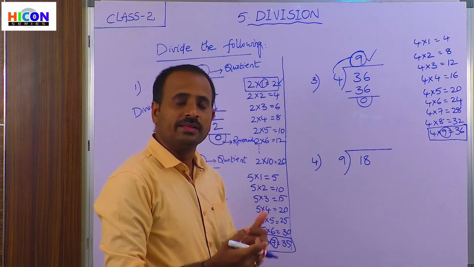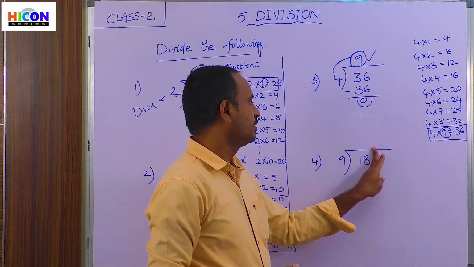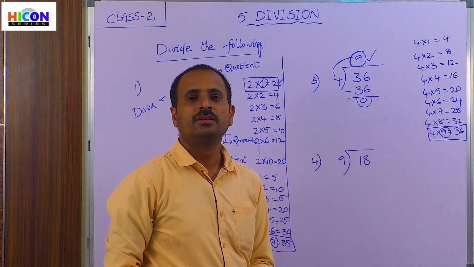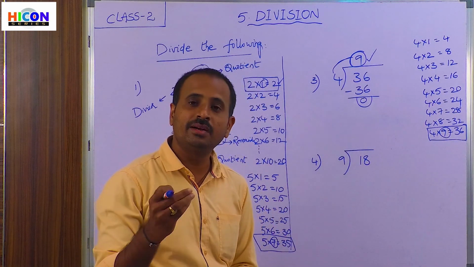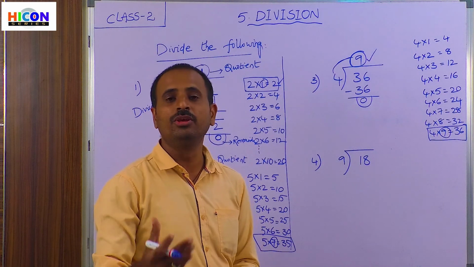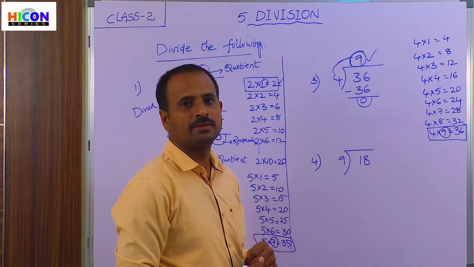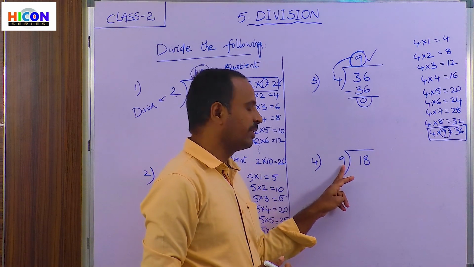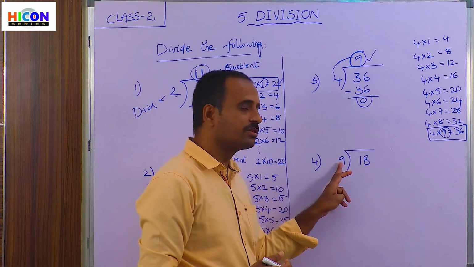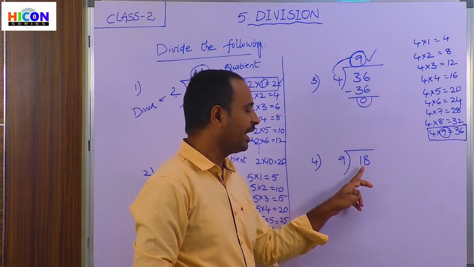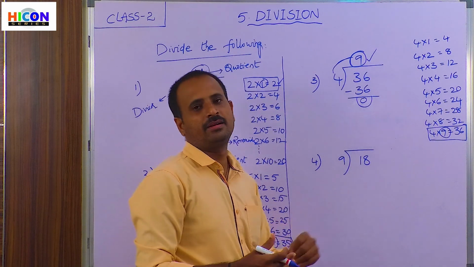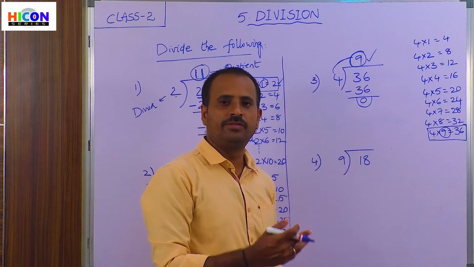So children, in this way we can do divisions by using the long division method. Remember, first you should learn the tables thoroughly. Then only you can do the divisions very easily. So let us see the fourth division. Here they have given the divisor 9. So 9 is called the divisor. 18 is called the dividend.